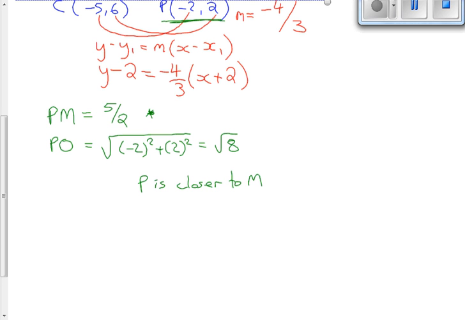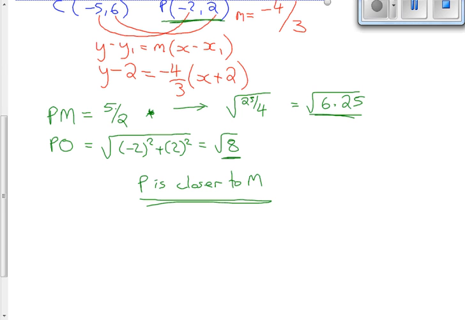But if you're not quite sure of that, then maybe you need to do a little bit of work here and say that this is the square root of 25 over 4. I've just squared both of those. So this is the square root of 6.25. So clearly that's going to be lower than that. So P is closer to M.